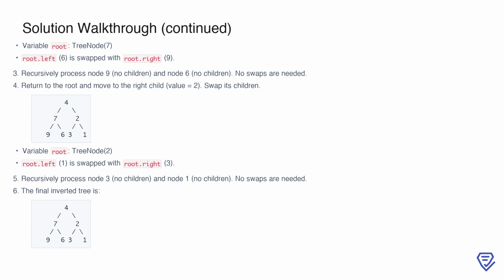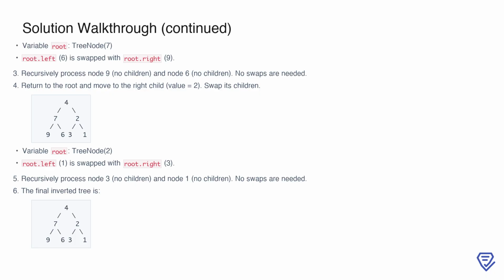Here, we perform a swap of its children. After the swap, 3 becomes the left child, and 1 becomes the right child of node 2. Finally, we process the individual nodes 3 and 1. Since neither of them has children, no additional swaps are necessary.